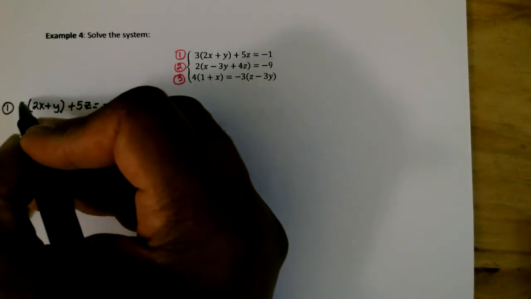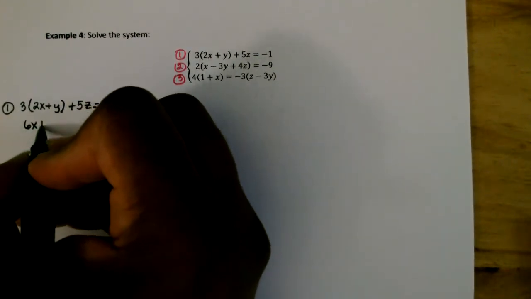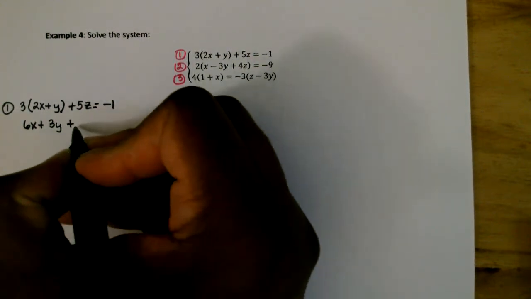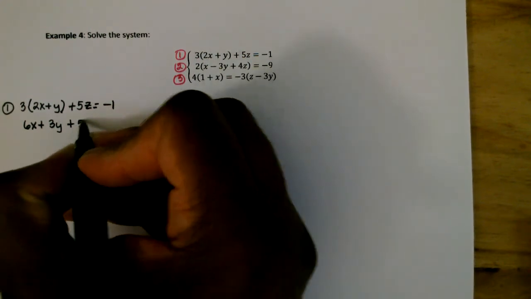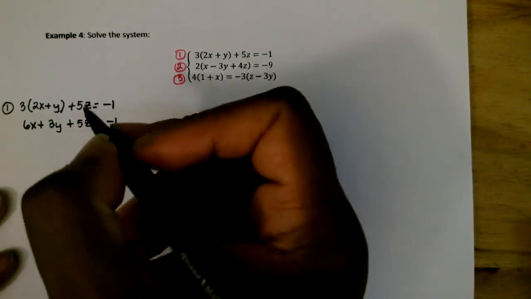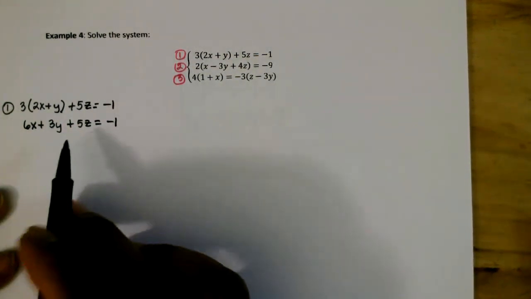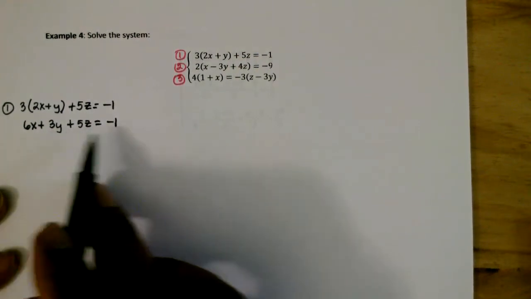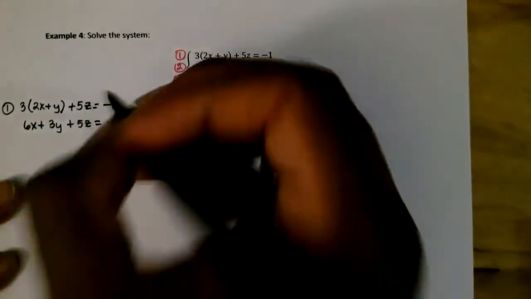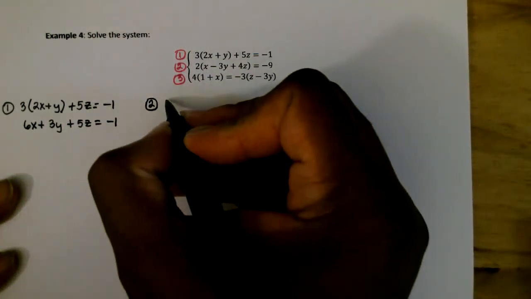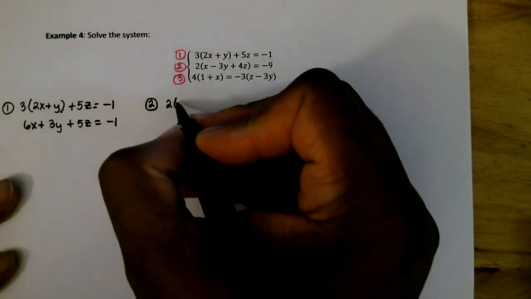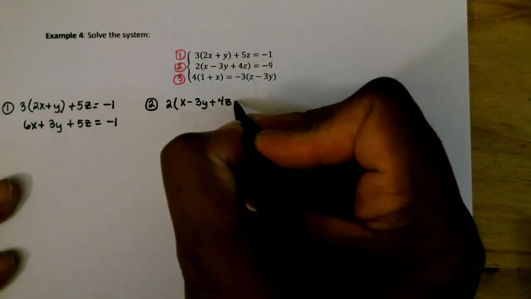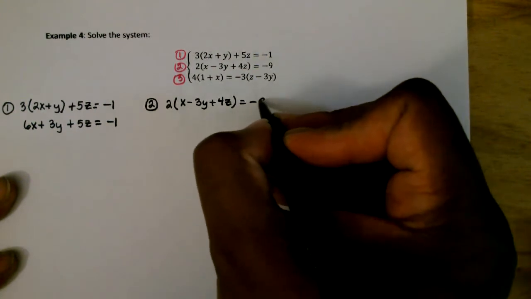Use the distributive property. This will be 3 times 2x, that's 6x, plus 3 times y, which is 3y, plus 5z equals -1. Okay. And that will be as far as we can go with that problem here, because notice the x, the y, and the z are on the left side, the constant term is on the other side. Now, equation 2 is this: 2 times the quantity x minus 3y plus 4z equals -9.